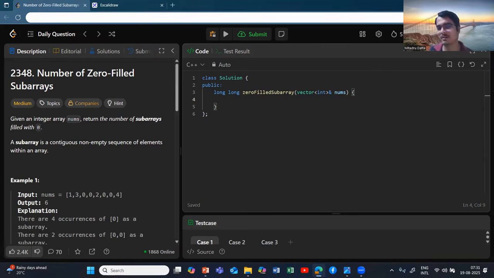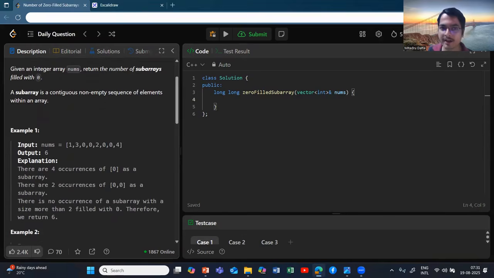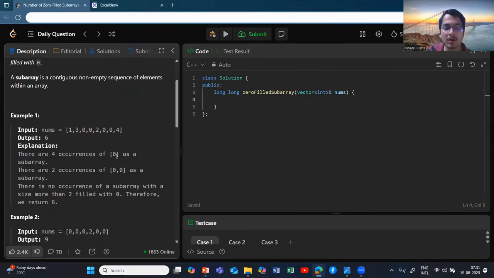A subarray is a contiguous non-empty sequence of elements within an array. The definition of subarray is also given here. I hope you already know it. And you see there are four occurrences of a single element subarray here. So this is one subarray, this is one subarray consisting of zero, this is one subarray, this is one subarray of length one.